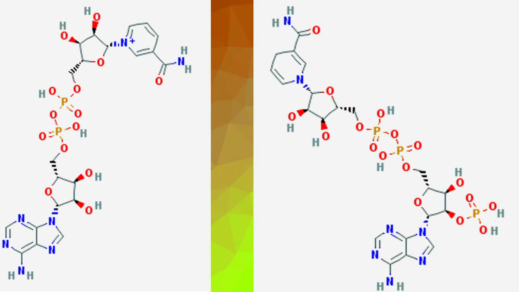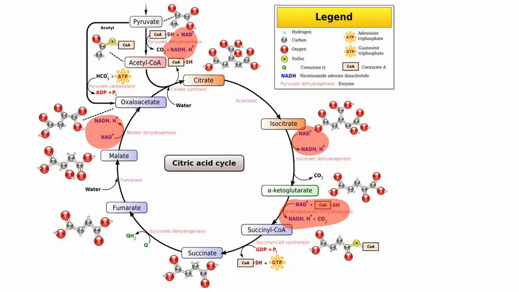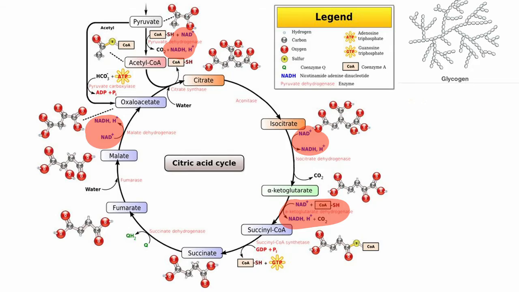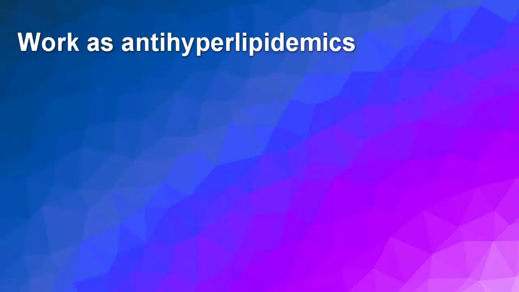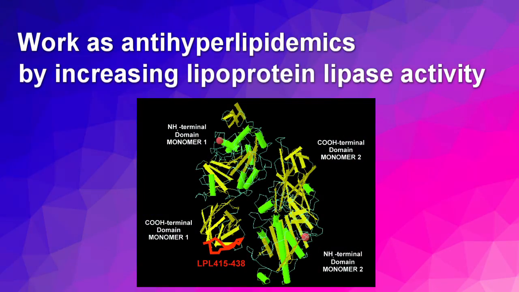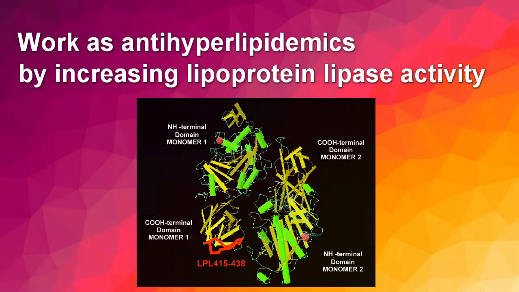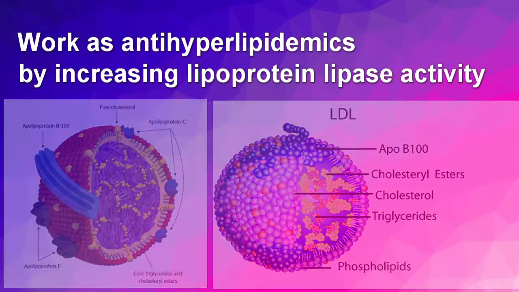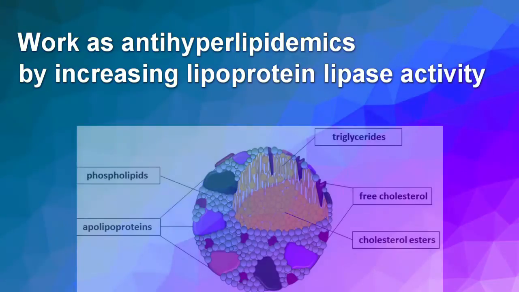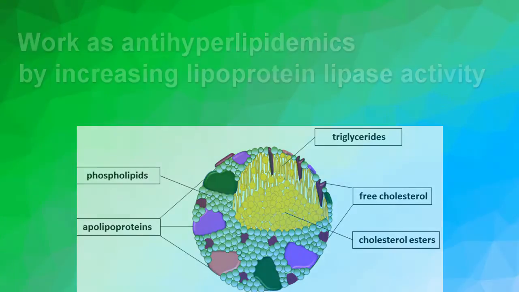Well, they're pretty important coenzymes in cellular respiration, which helps create energy from glycogen, lipids, proteins, and purines. They also work as anti-hyperlipidemics by increasing lipoprotein lipase activity. Lipoprotein lipase is an enzyme that reduces the bad cholesterols, both very low and low density lipoproteins, and increases the good cholesterols, the high density lipoproteins.